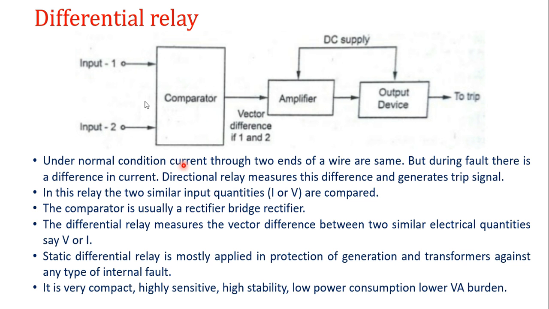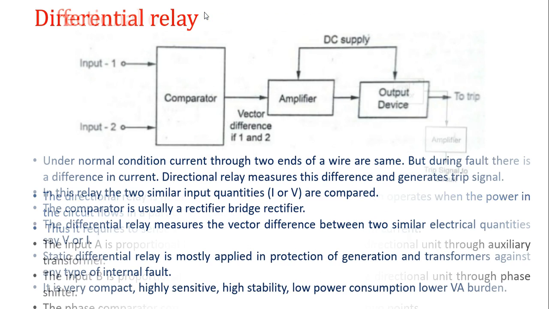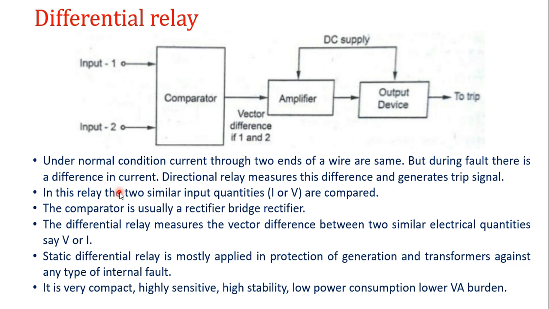This is directional relay and next is differential relay. In differential relay, under normal condition, current through the two ends of the wire is the same. If we are using it for the protection of an alternator winding, at the two ends of the winding we have the same current during normal condition. But if there is a short in between the winding, the current at the two ends will be different. So for this type of application, differential relay is used.